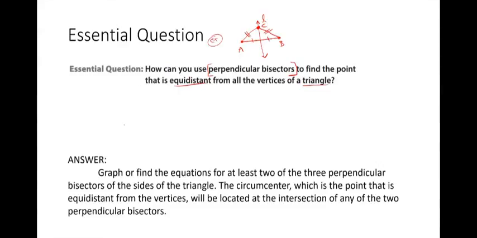All right, so our answer is basically we can find the equations for at least 2 of the 3 perpendicular bisectors of the sides of a triangle. And we've talked about parallel and perpendicular lines, so that kind of kicks in with the formulas. The circumcenter, again, is a key word in today's lesson, so make sure you understand what circumcenter means by the end of the video, which is the point that is equidistant from all the vertices.